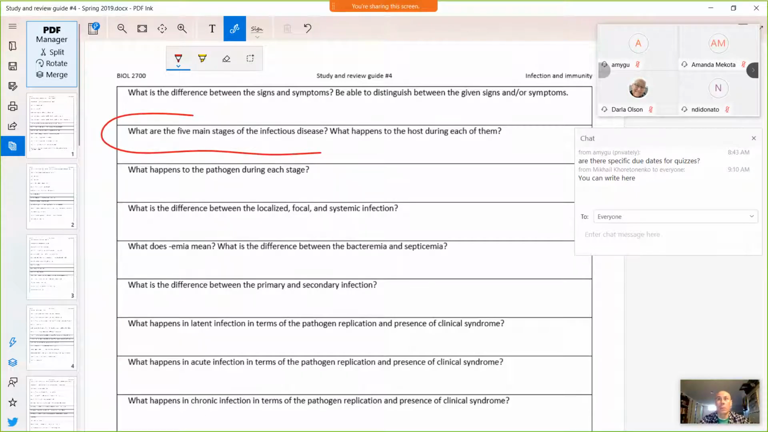Incubation. You don't see any signs or symptoms of the disease during that stage, but the microorganism starts to replicate. Prodromal stage, when you feel kind of unwell. Then the actual disease stage, when you're really sick. Then unfortunately sometimes death happens, or the person may go into the decline stage and convalescent stage at the end. So convalescent stage is when you are basically recovering, like you're not really sick, okay?